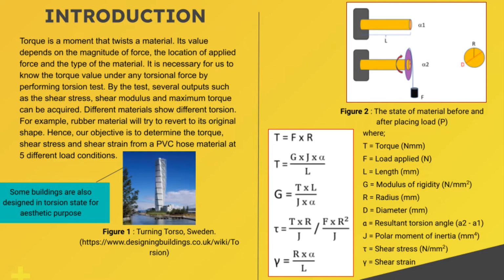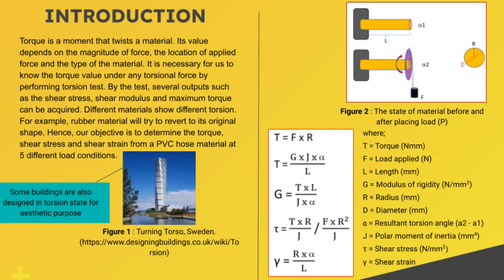For the introduction, we will determine what torque is. Torque is a moment that twists a material. Its value depends on three characteristics: the magnitude of force, the location of the applied force, and the type of the material. It is necessary for us to know the torque value under any torsional force by performing torsion tests. By the test, several outputs such as the shear stress, shear modulus, and maximum torque can be acquired.